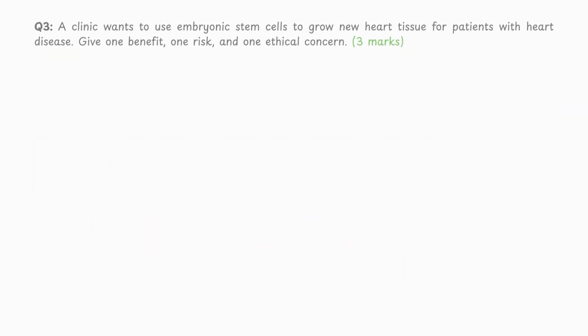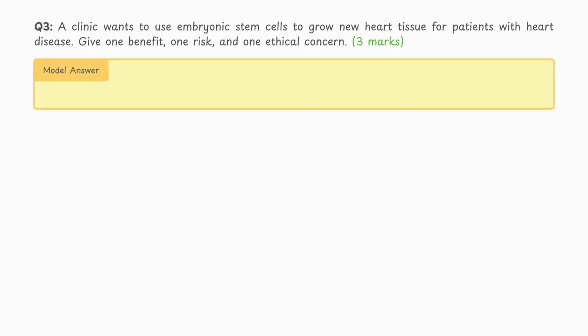For the last question we have: a clinic wants to use embryonic stem cells to grow new heart tissue for patients with heart disease. Give one benefit, one risk, and one ethical concern.